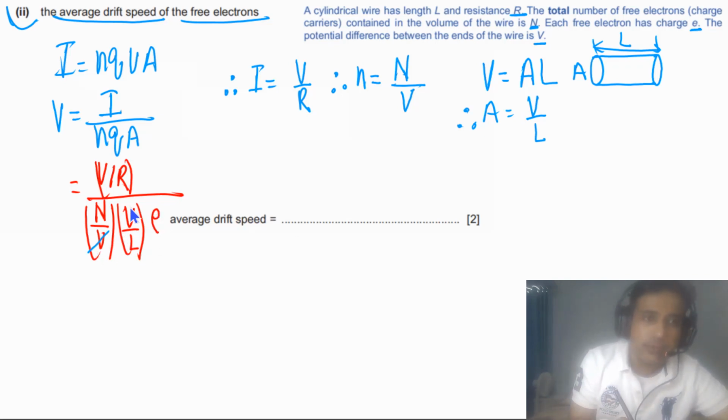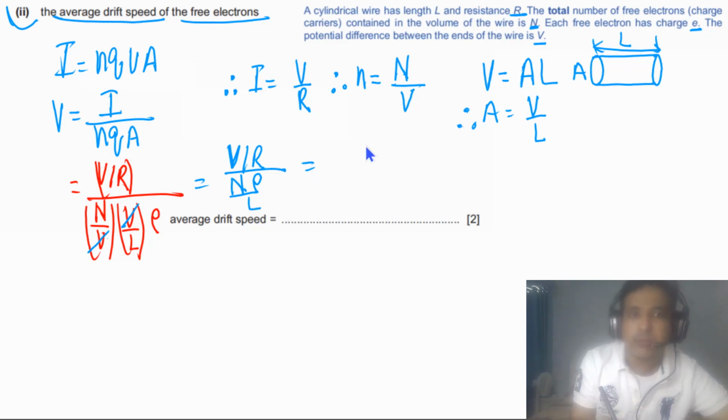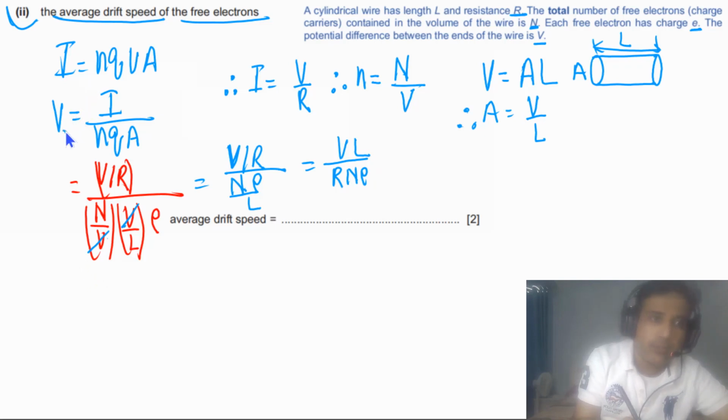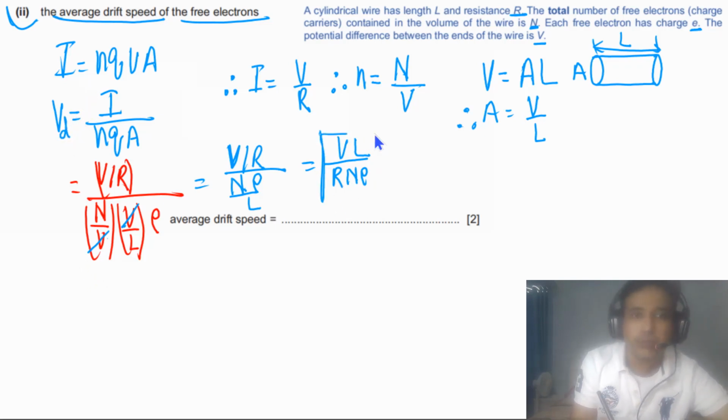So this V we can cancel with this V. So we are left with, here we have V, this is the potential difference. This is volume, this is also volume. So we can cancel, but we cannot cancel the potential difference. So we can write down V divided by R, and this is divided by N times e, and this is divided by L. So if we simplify this one, we can say this is V L divided by R capital N e. So this is the average drift speed, and this is our final answer.